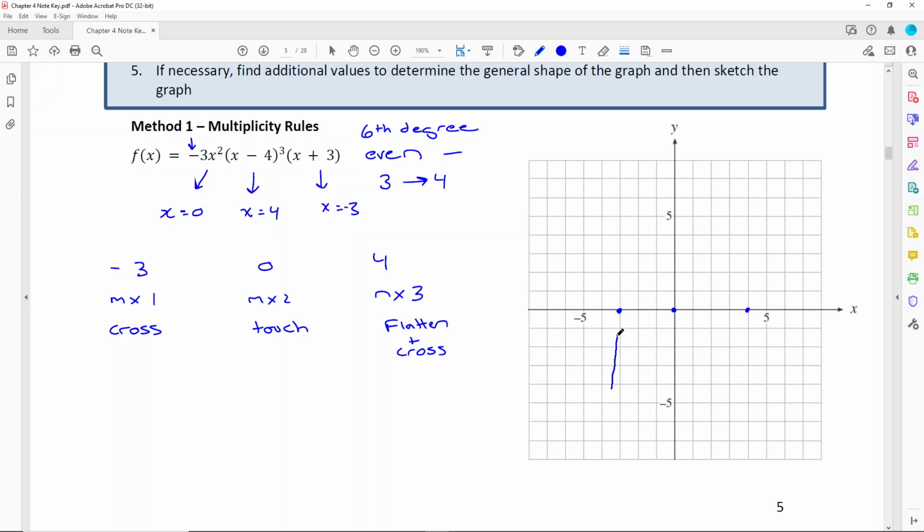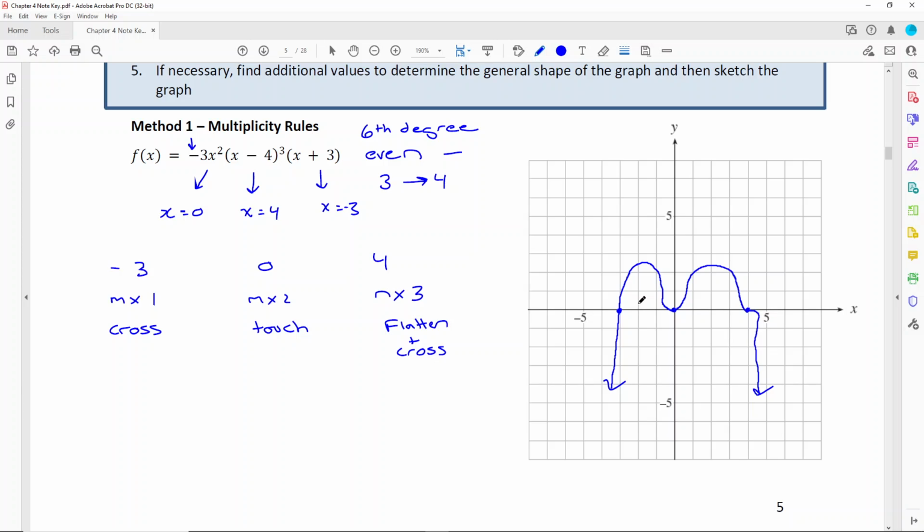Meaning I'm going to cross through, then I'm going to touch, come back up, and then the next time I go to this x-intercept, it's going to cross through, but it's going to do a little flattening. And that's my sketch. It's a sketch. Okay. If I go to look at this in Desmos, maybe this goes higher, maybe this goes higher, maybe this goes lower. It does not matter to me.